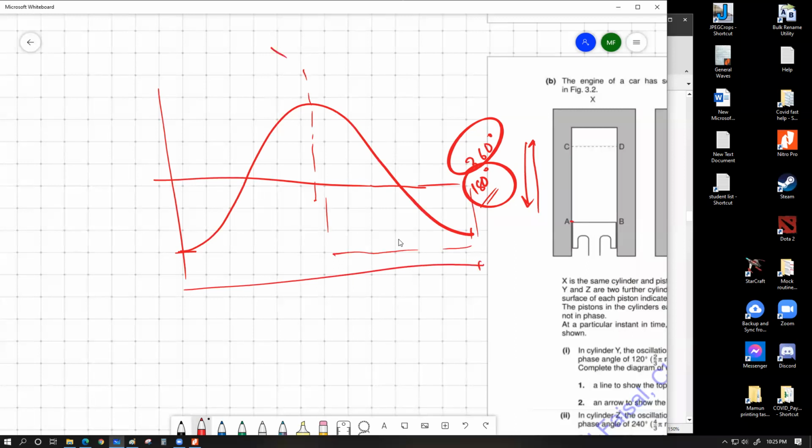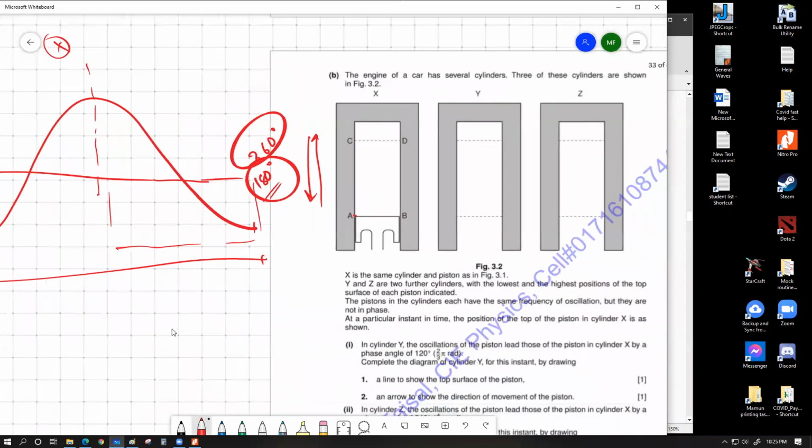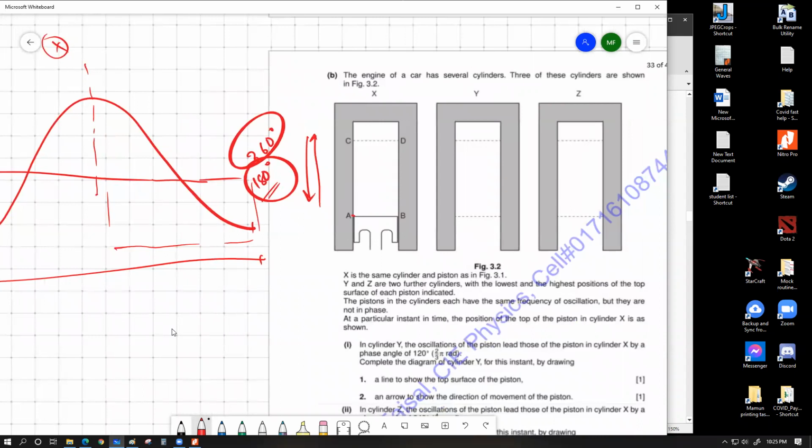I'm drawing for X. Now the question says this piston is 120 degree leading of that. It means where this piston was 120 degree earlier than this, we have to find that.